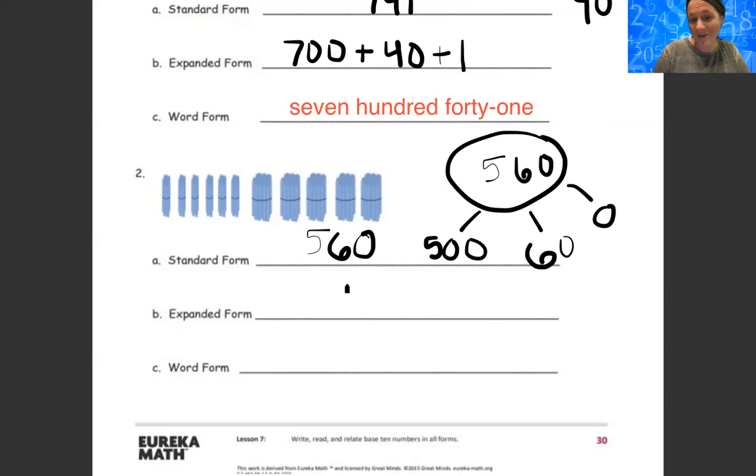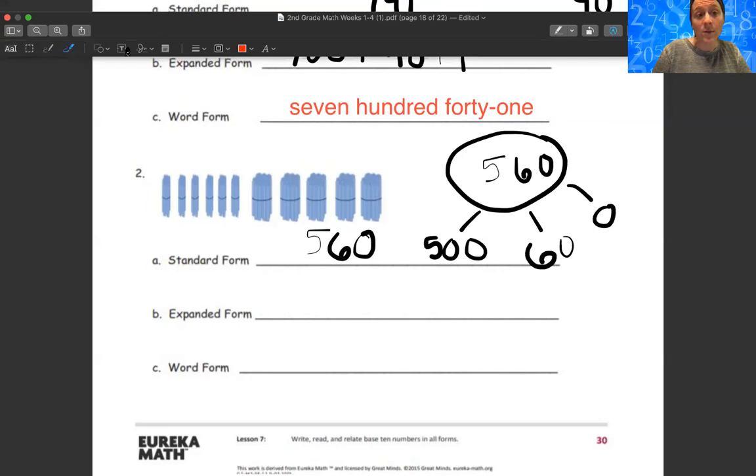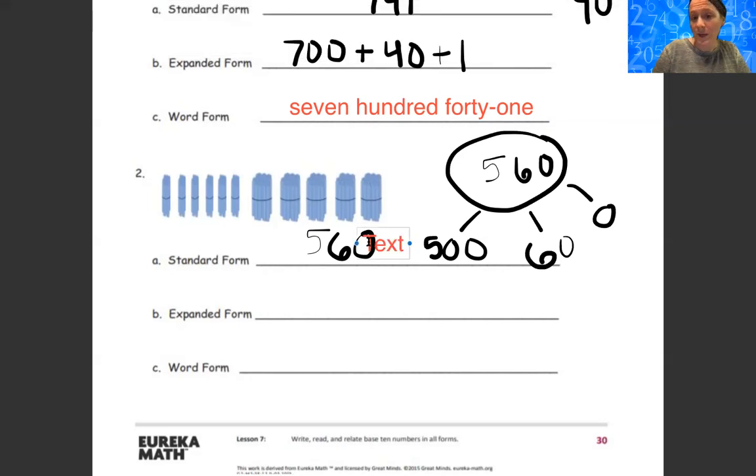Okay, now we're going to write it in expanded form. You guys can go ahead and do that. I want you to do that on your own since I give you the numbers. And then I will help you write it in the word form because, again, that can be a little tricky if you're not sure how to spell some of that.